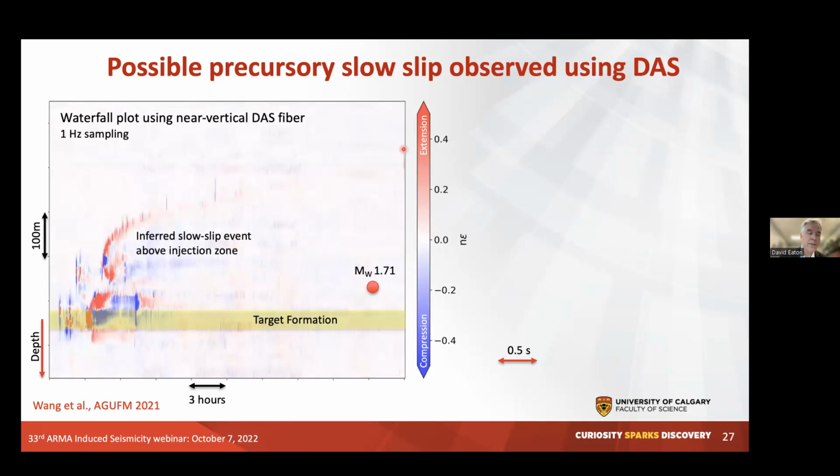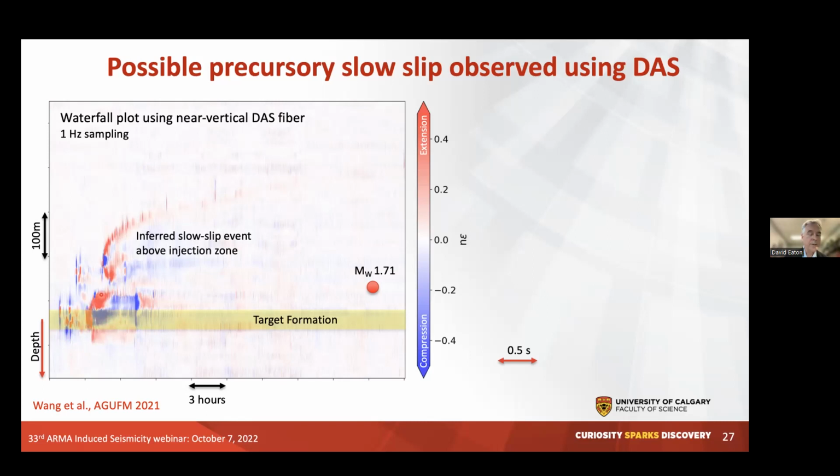So the last observation I wanted to share with you today is from a DAS program. This is from a completion in Western Canada. What you're looking at is a waterfall plot depicting strain, where the red colors are showing extension and the blue colors are showing compression. This is in a near vertical monitor well with depth increasing down to the bottom of the well here. The target formation was at this depth that's highlighted in yellow. And there are some frac hit signatures which are shown. These have signatures which are what is expected during hydraulic fracturing and has been well documented.